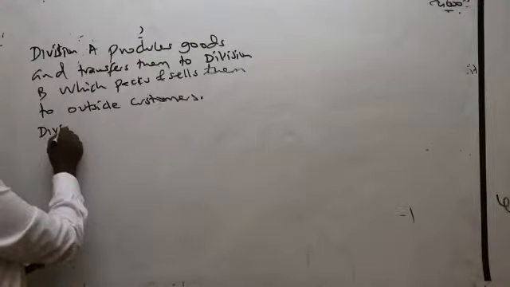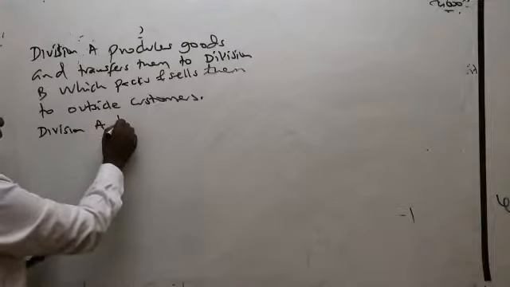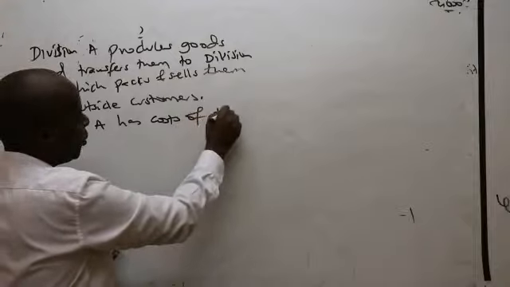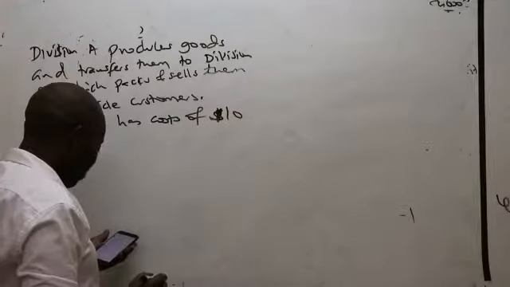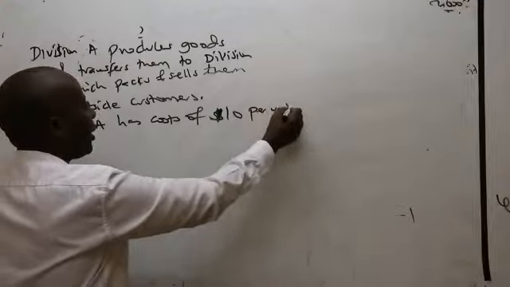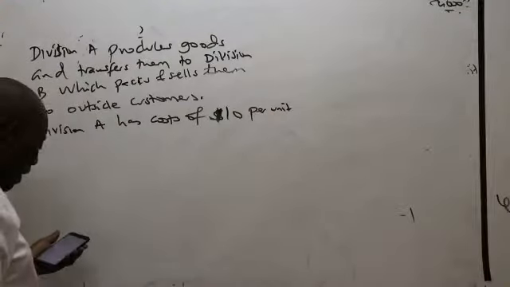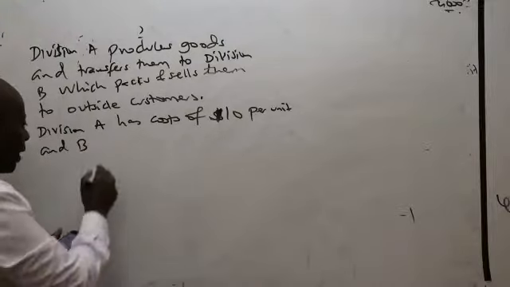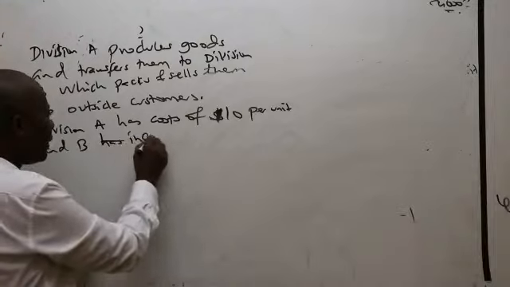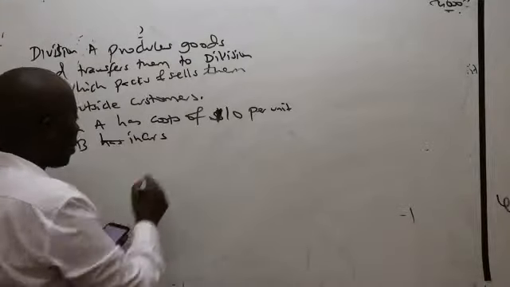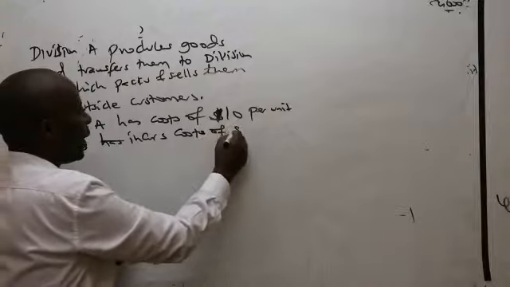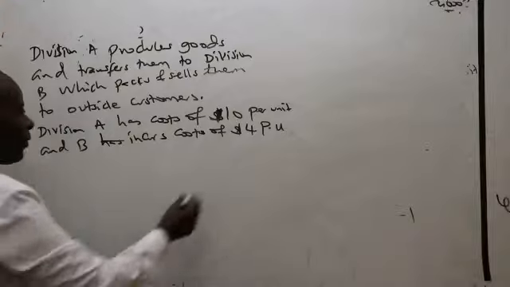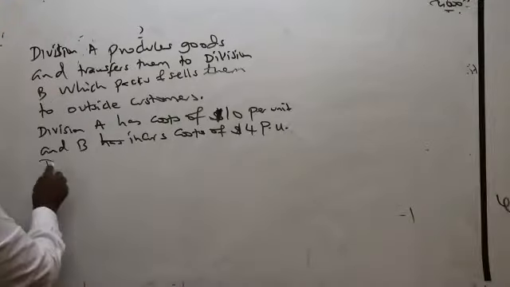Division A has costs of dollars 10 per unit, let's use dollars to minimize the figures, and division B has costs of dollars 4 per unit. Full stop.